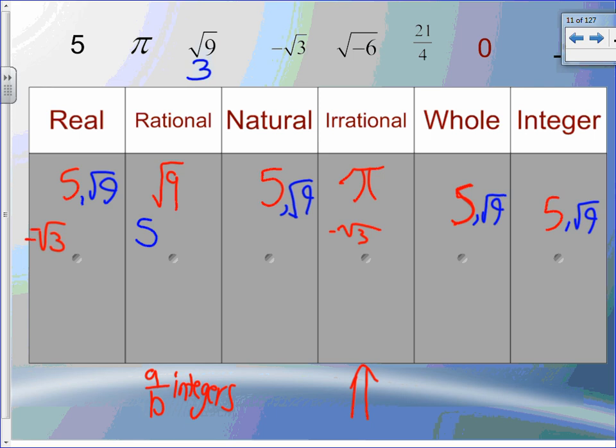How about the square root of negative 6? Where would we place that? DJ? One of them could be real. Wait.